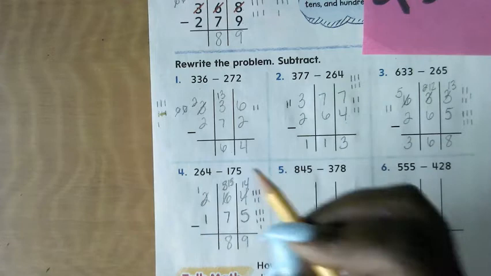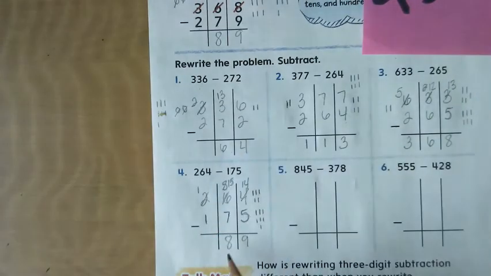And then I have 1 take away 1. So 1 take away 1 is 0. So 89.